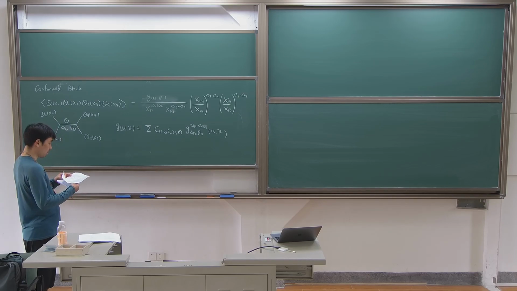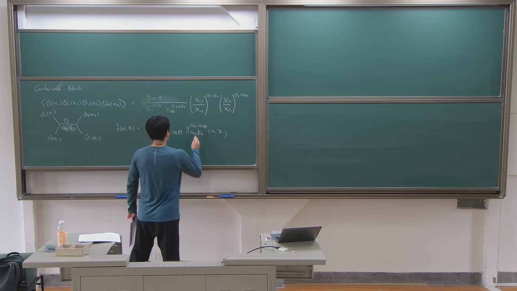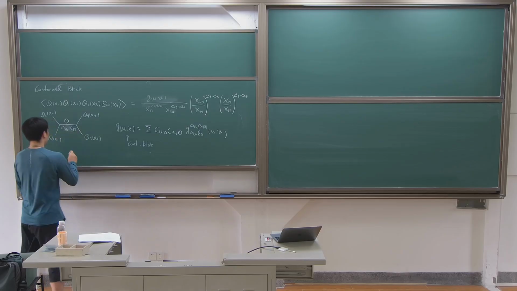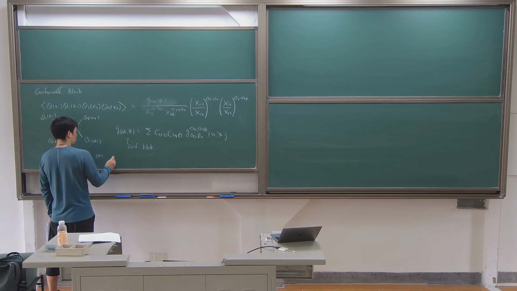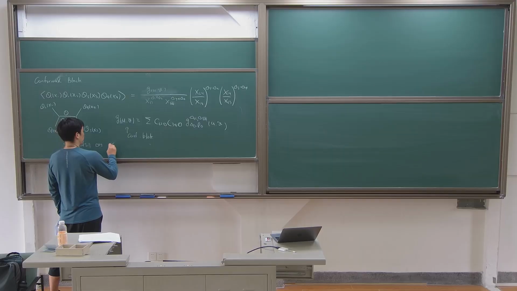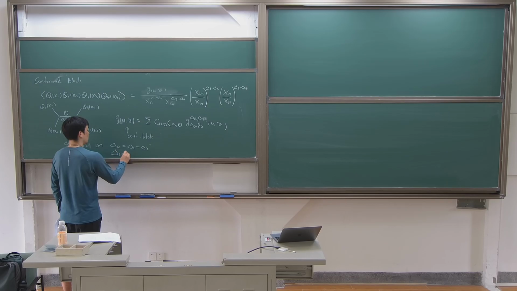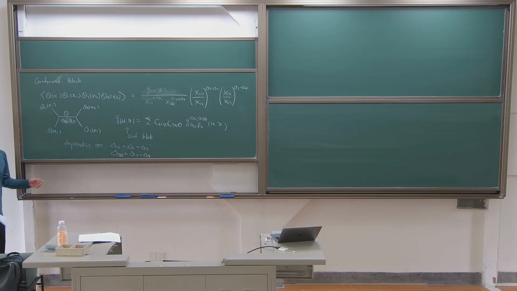need to consider the conformal block. The important fact is that this conformal block only depends on delta 1, 2, which is delta 1 minus delta 2, and delta 3, 4, which is delta 3 minus delta 4. So this one is a fact.